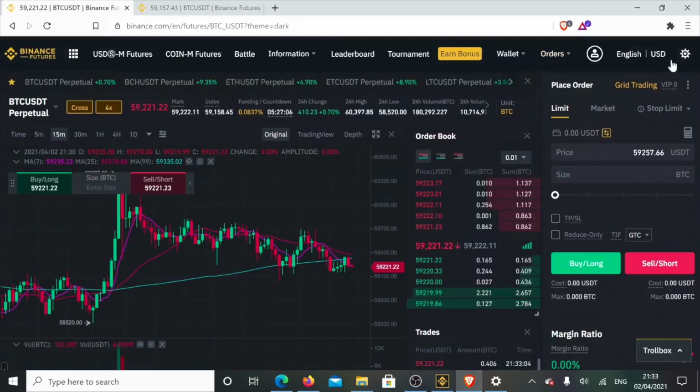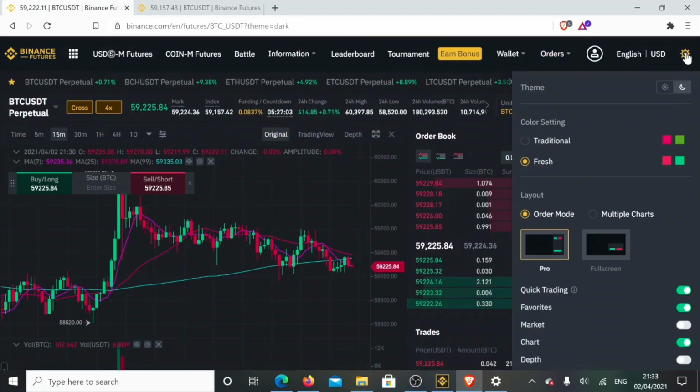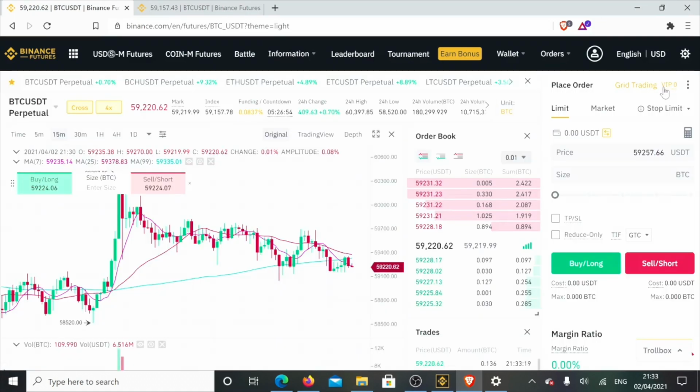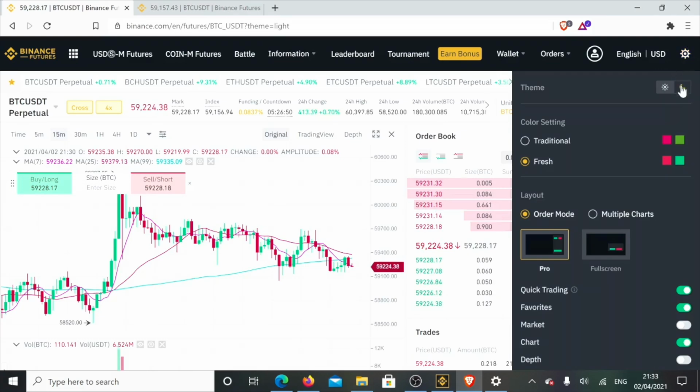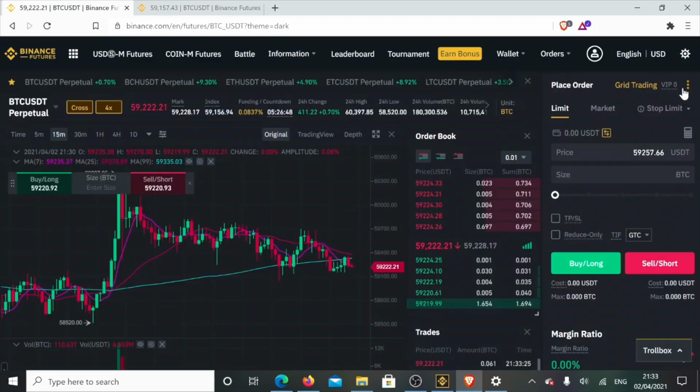Okay, here it's a very important tool, which is the settings. Click on the settings. You can actually change. I'm using the night mode at the moment, so you can change this to the day mode. So click on that button. It will give you, can you see, it's the day mode. I prefer the night mode because I have a little eye problem, so I go back to the night mode.